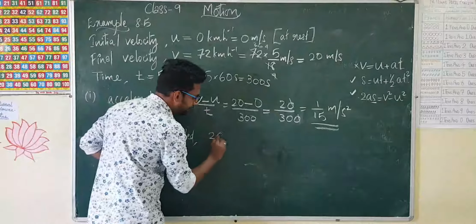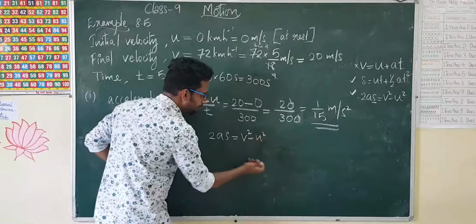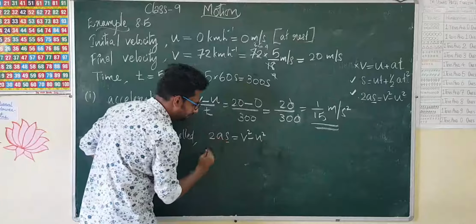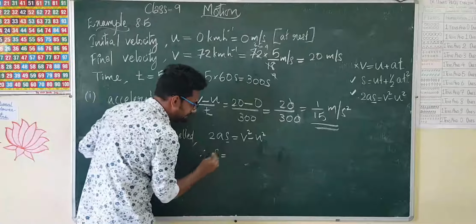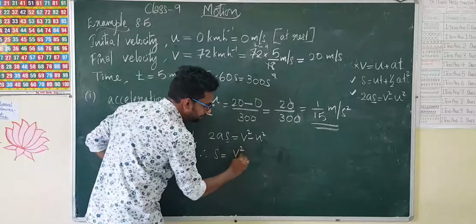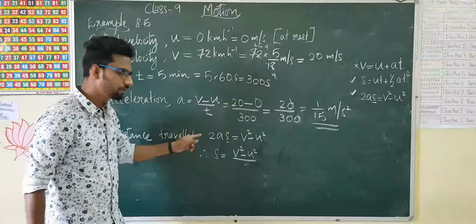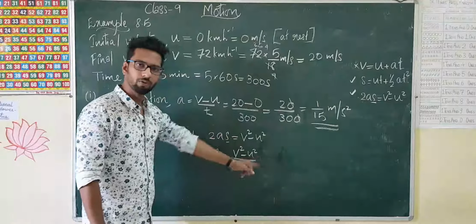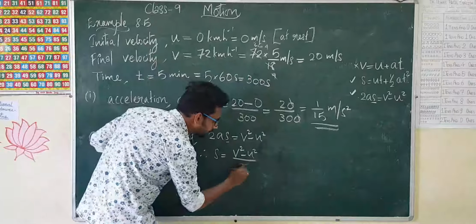From the third equation, we have to calculate 2as equal to v square minus u square. We have to find s only. Therefore, s equal to what will be the equation? v square minus u square divided by 2a. Here 2a is an extra term, so we have to take this 2a to the right side, and it will come to the downside. So 2a.